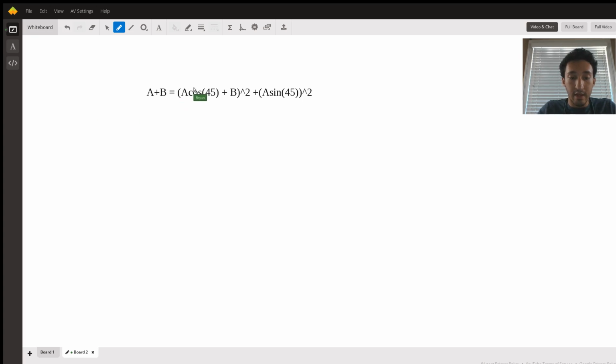Then you would take the square root of this, and I will let you do the math. Just plug in the magnitudes for A and B. I think it was A is equal to 6 and B is equal to 4, and you should have your answer. Good luck.